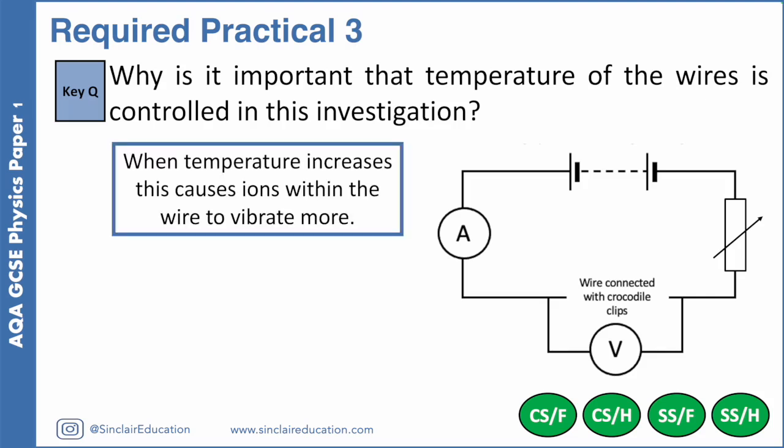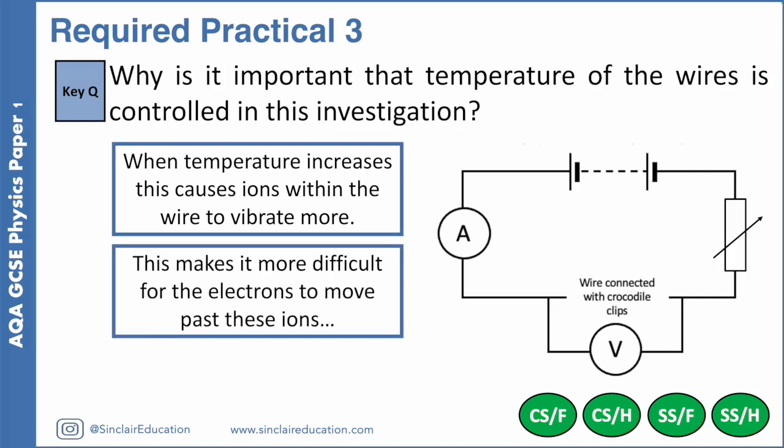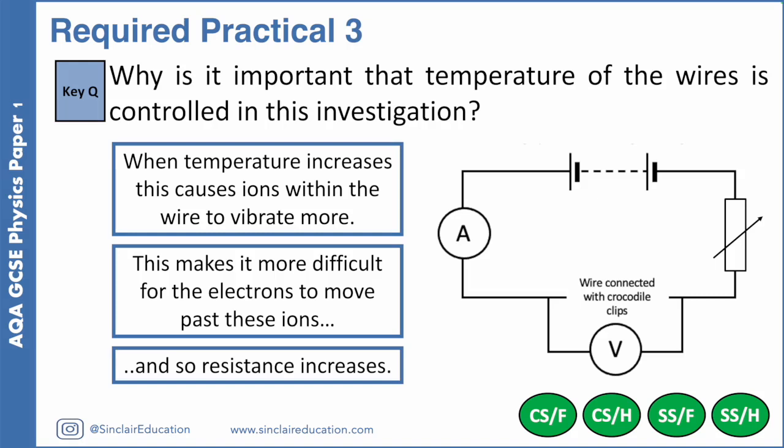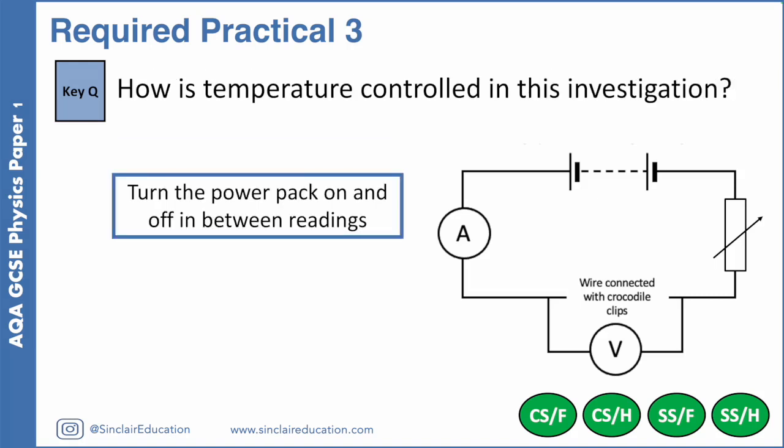So what we need to do is make sure that we're reducing this. Now, as background behind this, higher temperatures cause the metal ions within that wire to vibrate more, making it more difficult for electrons to move past, causing that resistance to go up. To control this, a couple of things you can do. Turn the power pack off in between readings. When you're ready for your next reading, then turn it back on. That will cause a break in the circuit, just allowing that temperature to reduce a little bit.